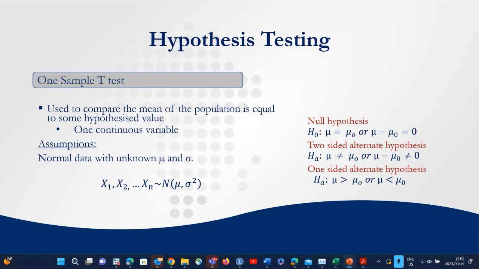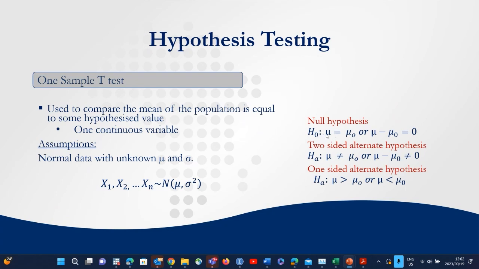So in terms of the one sample t-test, I can use it to compare the population mean if it equals some hypothesized value. I have one continuous variable. Now when I tap into the theoretical distribution, I'm talking about a mean, so I'm assuming that the weights are normally distributed, which means that I can use the properties that are associated with making that assumption.